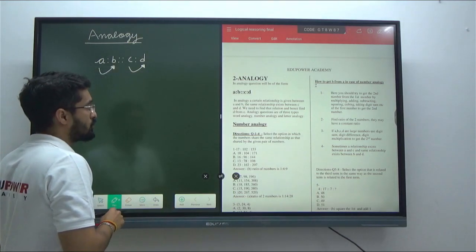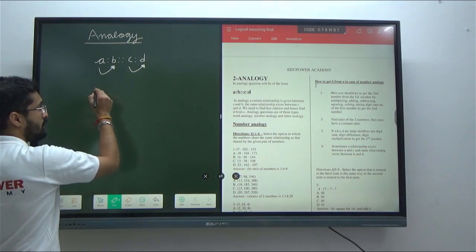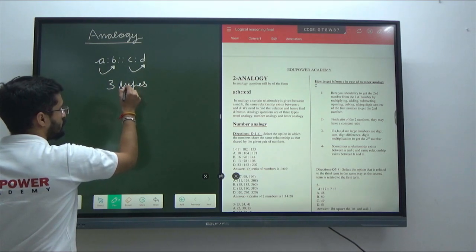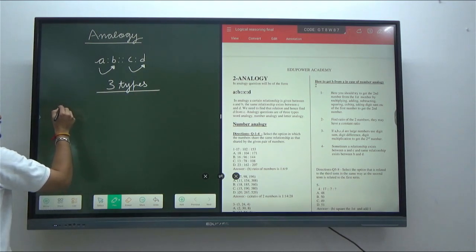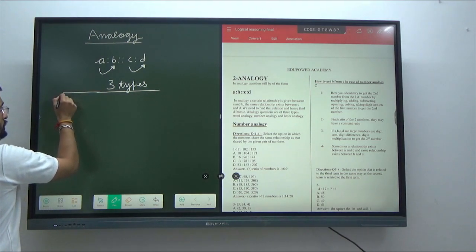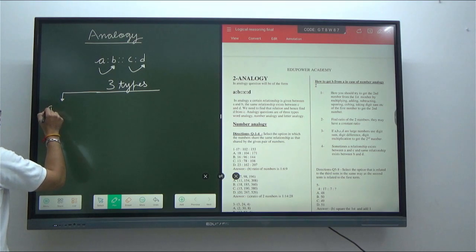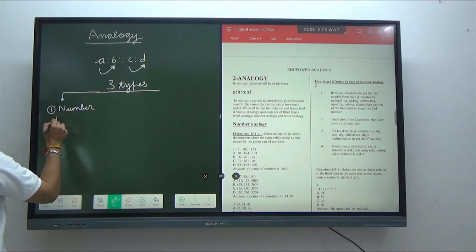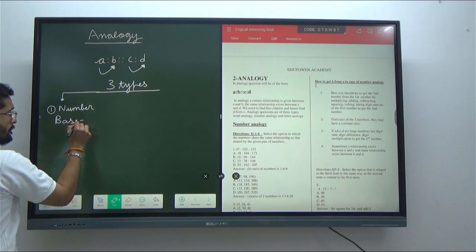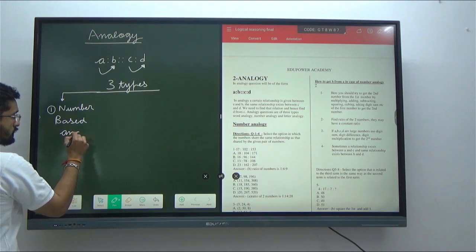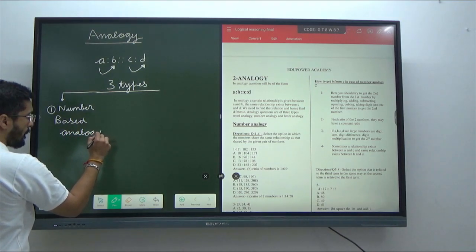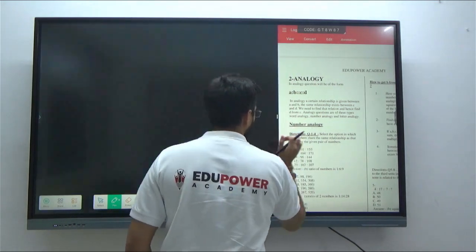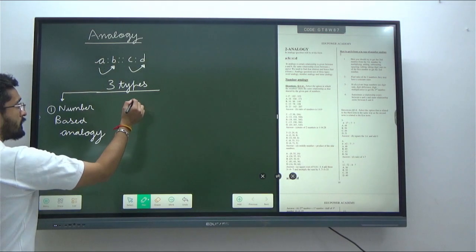In analogy, questions are basically of three types. Three types of questions are asked. The first type of question is the number based analogy.